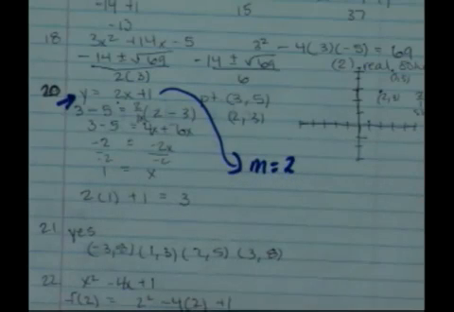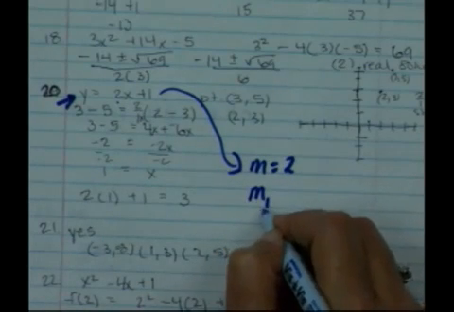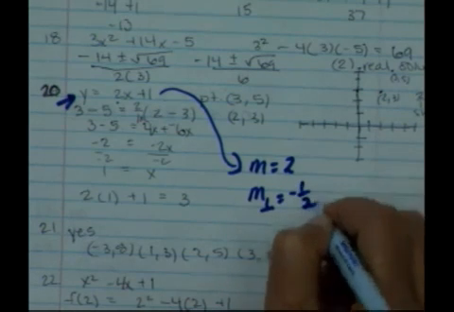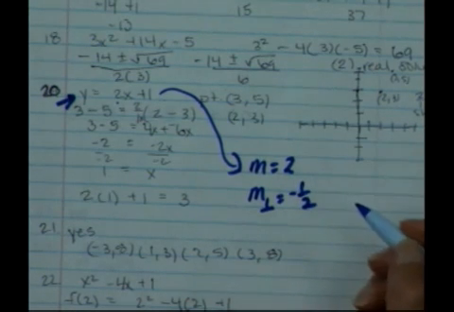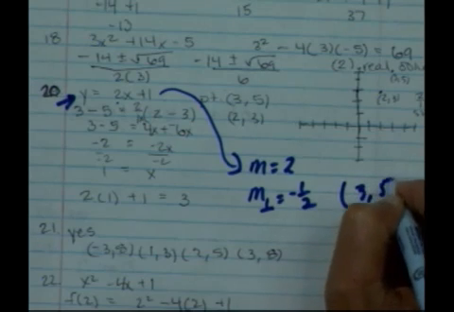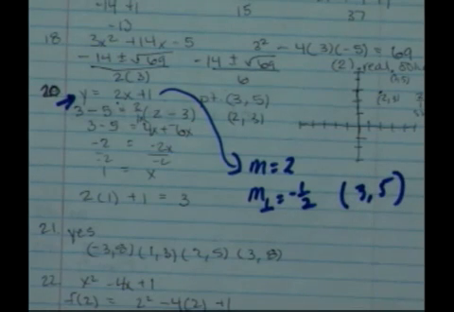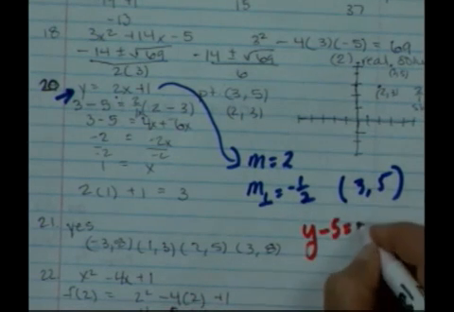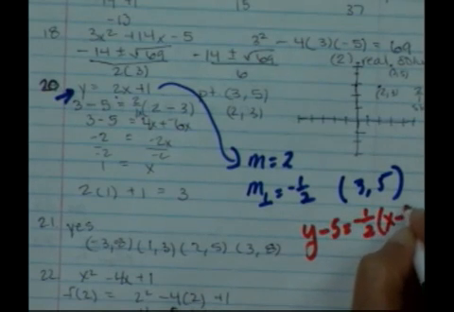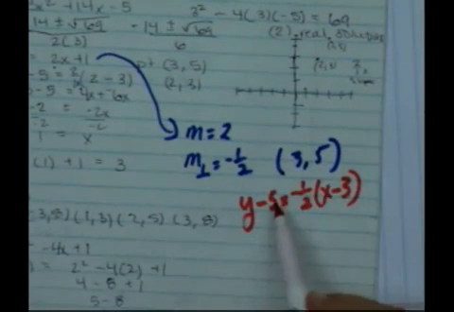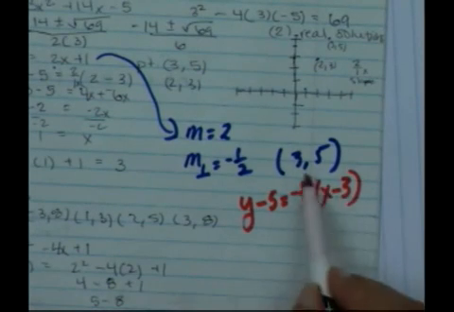This has slope 2. So the slope of a perpendicular line to that would have to be -1/2, negative reciprocals. All right, and then that line that's perpendicular is going to pass through the point (3, 5). An easy way to go is the point slope form, right? y minus the y coordinate, y minus 5, equals the slope times x minus the x coordinate.